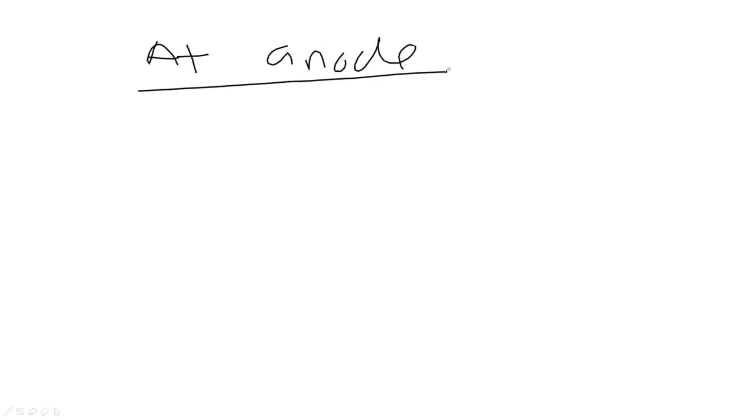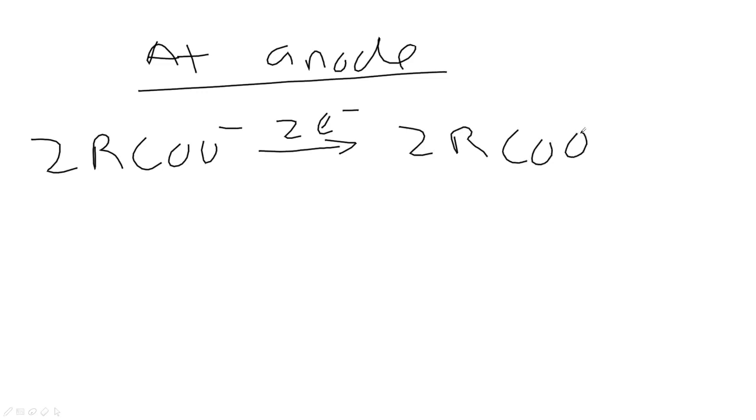Now at the anode, let's start with the acetate ion. That's the most important ion here because that ion will yield our alkane. So at the anode, 2 moles of this acetate ion are going to lose 2 electrons, and form an acetate radical. Now these 2 moles of acetate radical are unstable, and they're going to decompose to give us our alkane and carbon dioxide. This is just a general equation.